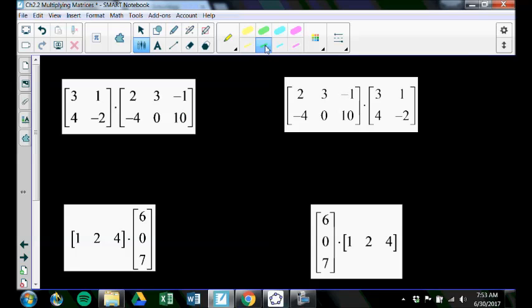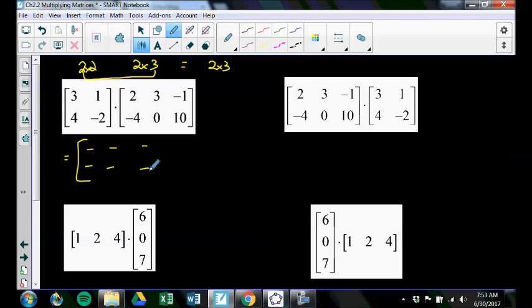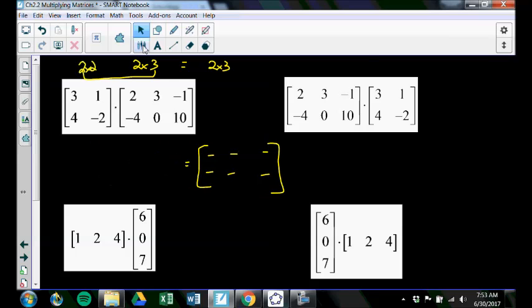But I'm going to multiply. This is a 2 by 2 times a 2 by 3. So the new matrix will be a 2 by 3. I knew that because the outer numbers were 2 and 3. The inner numbers matched, so I can multiply. So my new matrix is going to look like this. 2 rows, 3 columns. The question becomes, what goes in those spots? So I'll move all this over here, and I'll do some row column action. Row column.